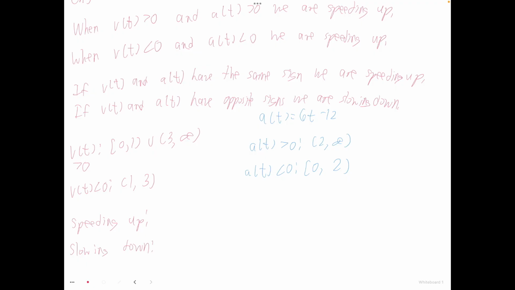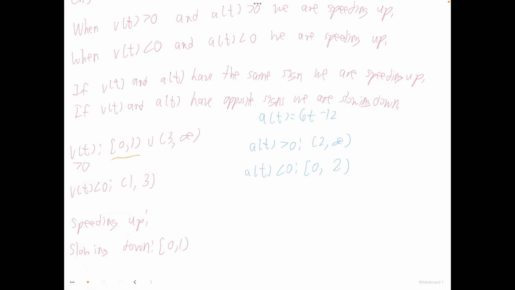Now the way I do this is I work my way from left to right, so I'm going to start with the time of 0 and go up until I change one of those signs. So from time 0 up to 1, velocity is positive. So our first interval is going to be 0 to 1, the velocity is positive on that whole interval. And acceleration is negative on that whole interval. So from 0 to 1, we'll be slowing down because the velocity is positive.